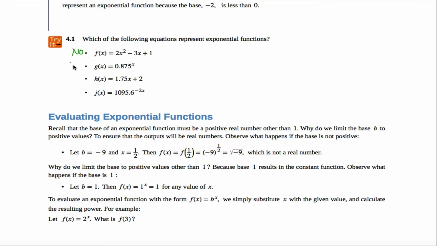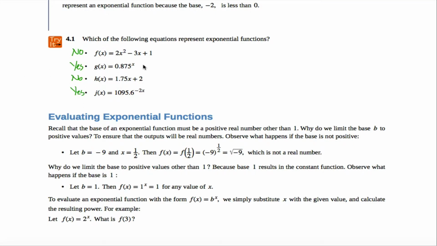G, it'll turn out, is, and I'll talk more about that in a minute. H, it turns out, is not, and that's because this is a linear function here. Again, I don't have a variable x up in the exponent. It's not an exponential function. J, in fact, is as well, and I'll talk a little bit more about that.